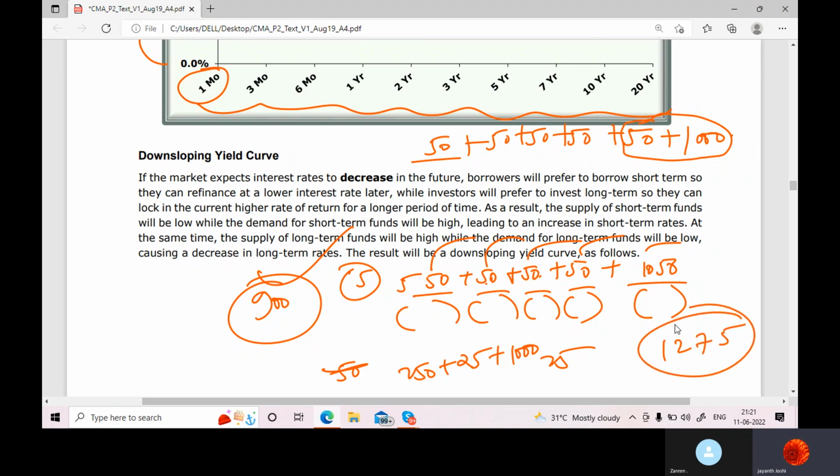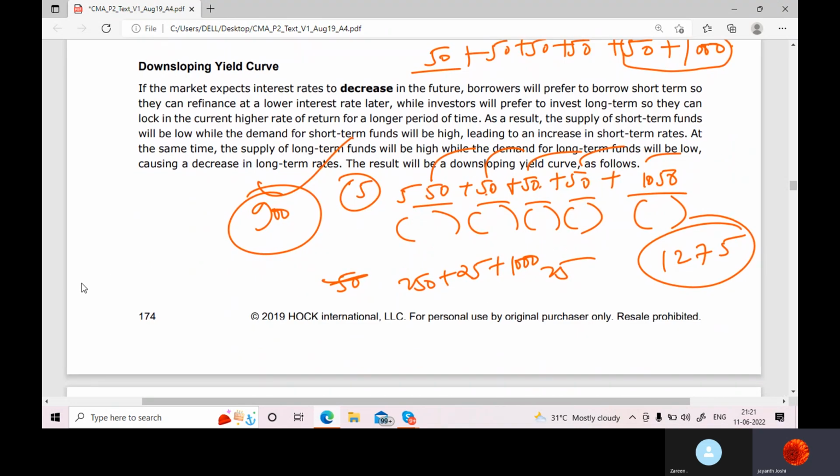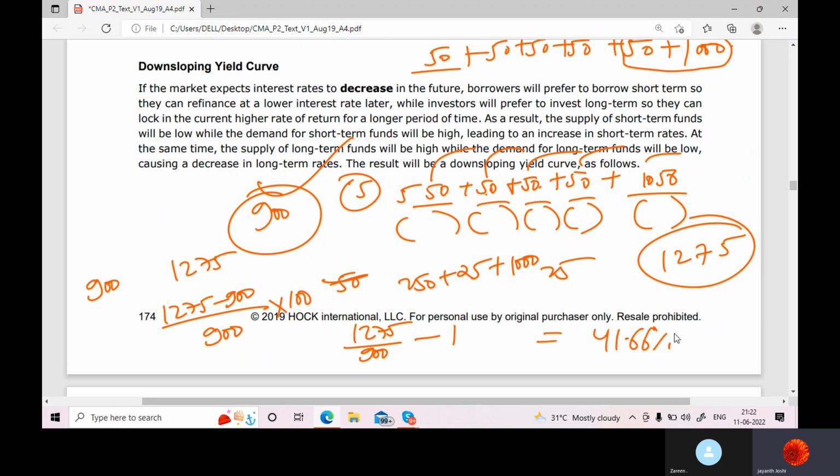So 1,275. This much you are getting. And you invested how much? 900. So how much is the return? I invested 900, it's 1,275 right now. So 1,275 minus 900, by 900, into 100, or 1,275 by 900 minus 1. If I do, I can get the answer. So I get 41.66% something you're getting.